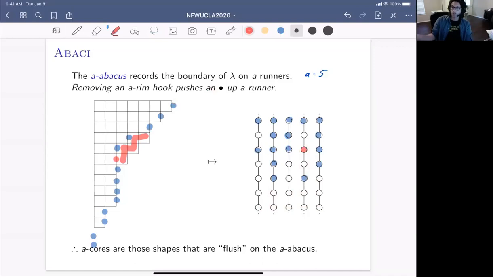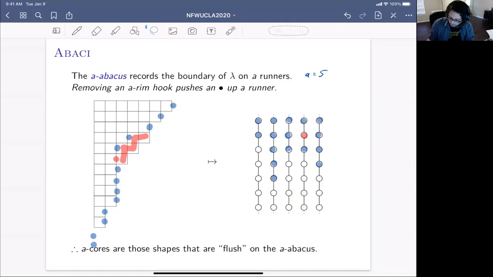Oh, okay, so now we understand why it doesn't matter what order things are happening in. We understand everything. A-cores, and what are the cores? They're exactly the shapes that are flush. That is to say, if I take everything and I move them up as high as they can go, there we go. So these would be the A-cores, and that would have been removing all of the hooks. Wonderful. So they're flush. A-cores are flush. All right. Type A. Beautiful.